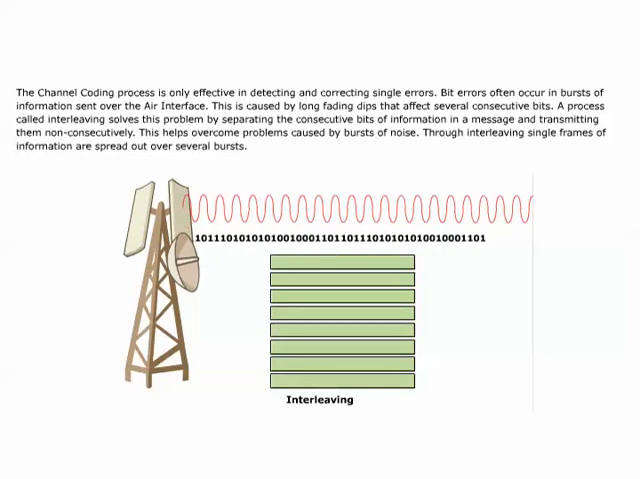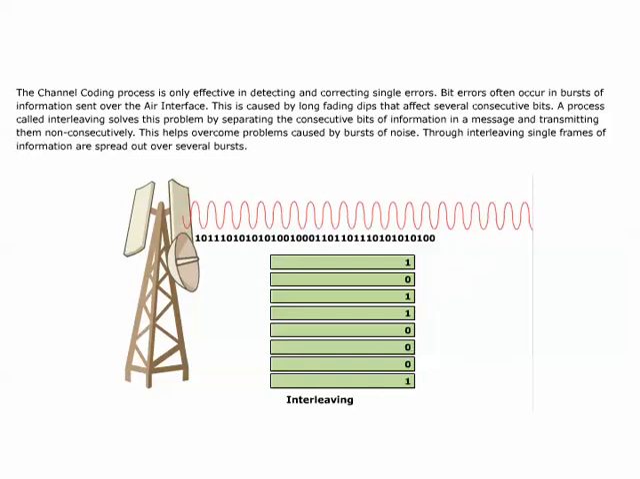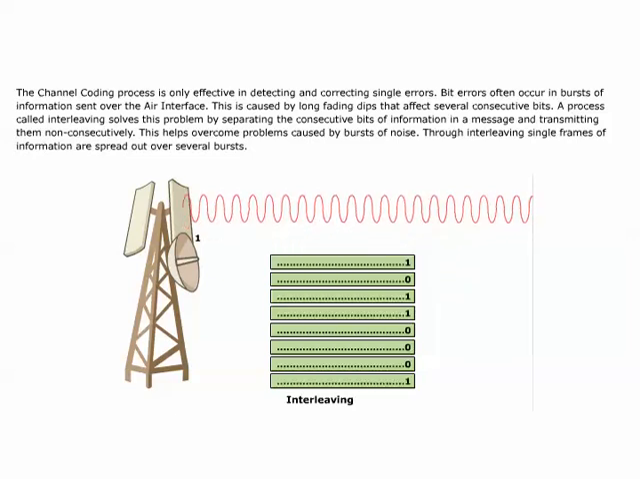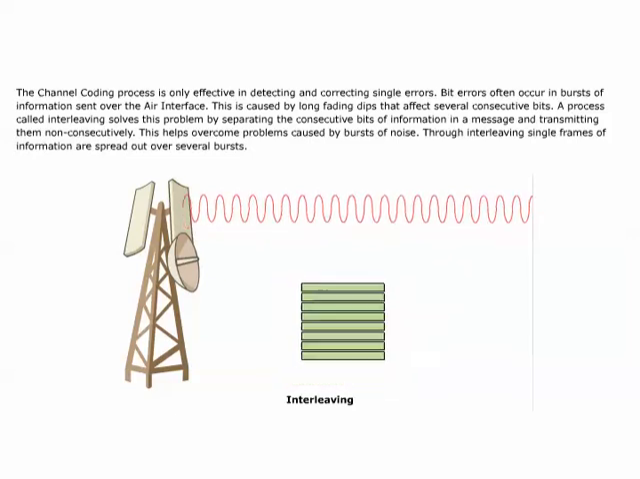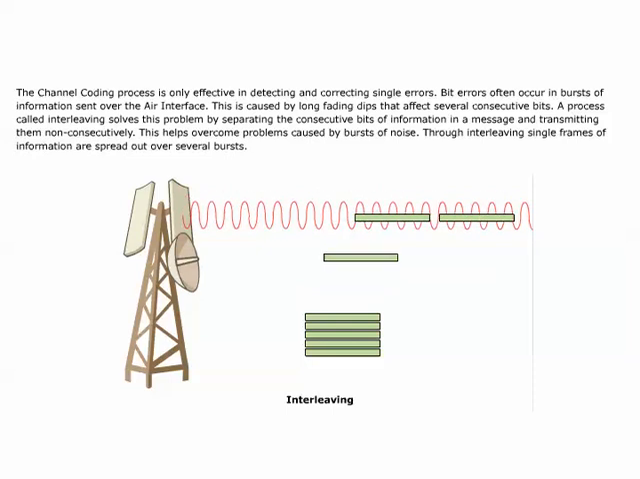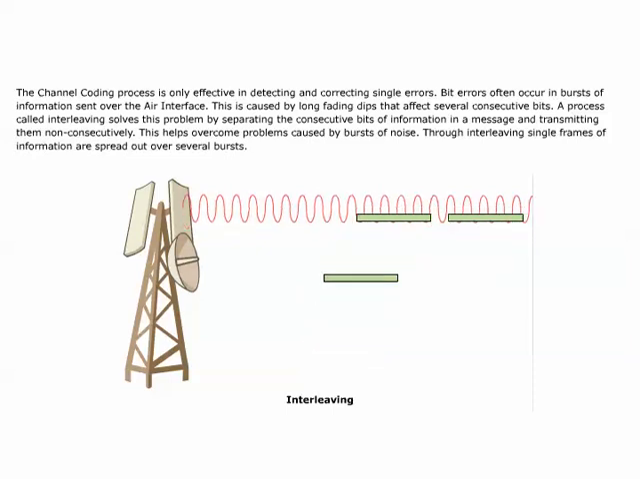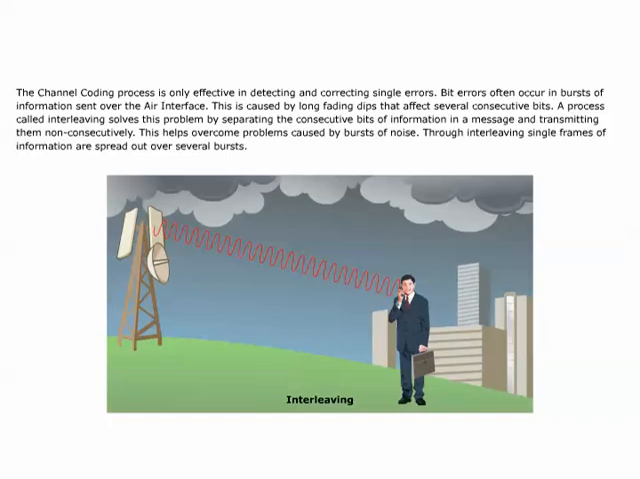A process called interleaving solves this problem by separating the consecutive bits of information in a message and transmitting them non-consecutively. This helps overcome problems caused by bursts of noise. Through interleaving, single frames of information are spread out over several bursts.